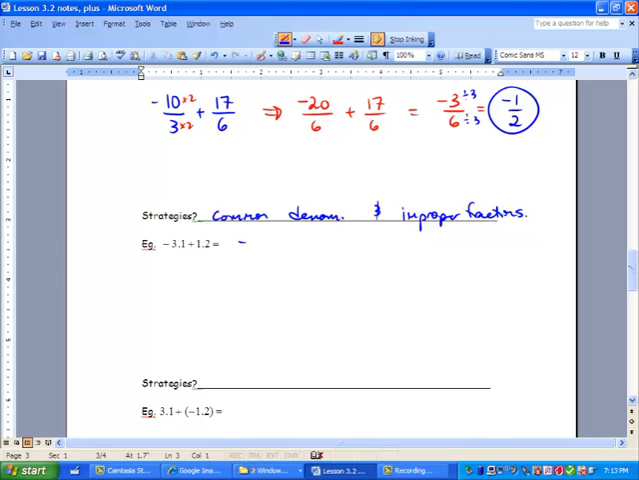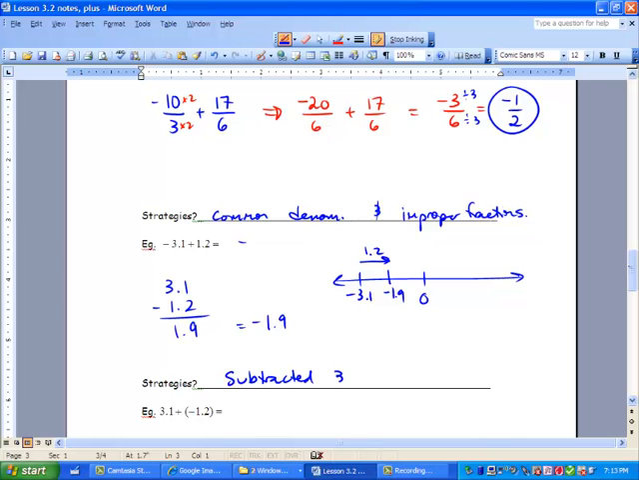So we've got 3.1 minus 1.2, and we get 1.9. Our answer is going to be negative, so negative 1.9. You can check this on a number line: if we start at negative 3.1 and add 1.2 to it, we get to negative 1.9. So we subtracted and kept the sign of the larger number.